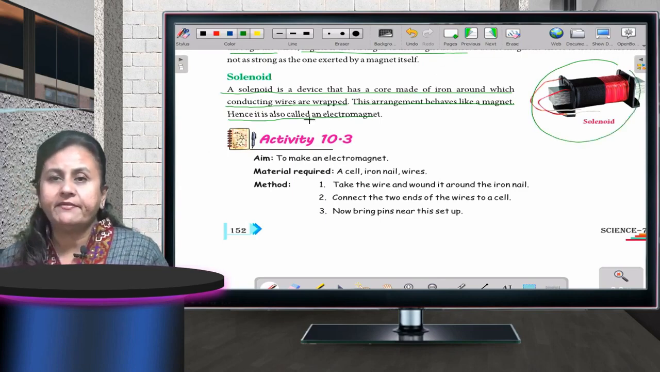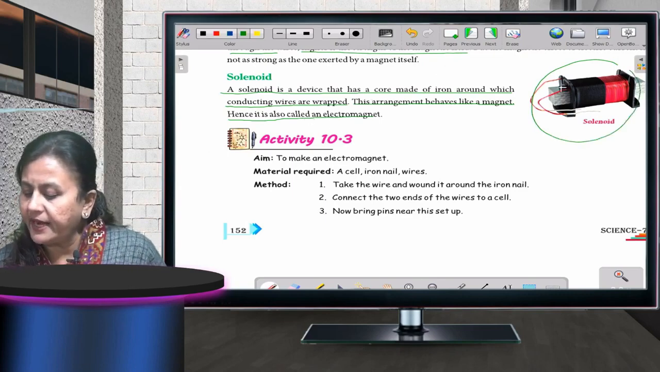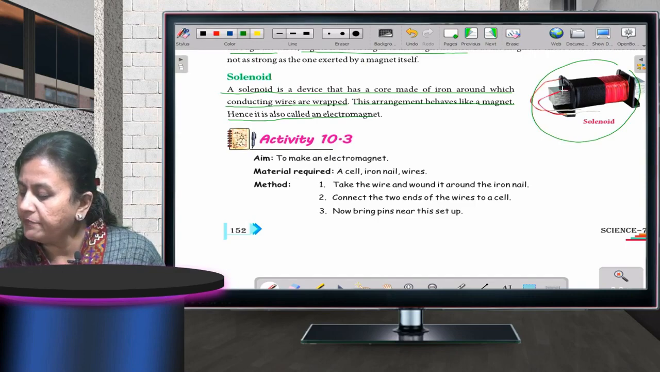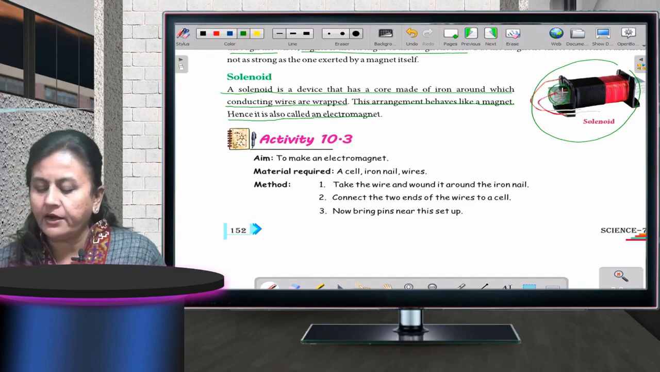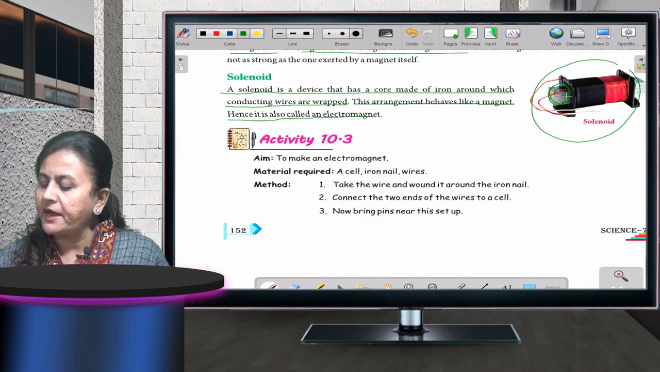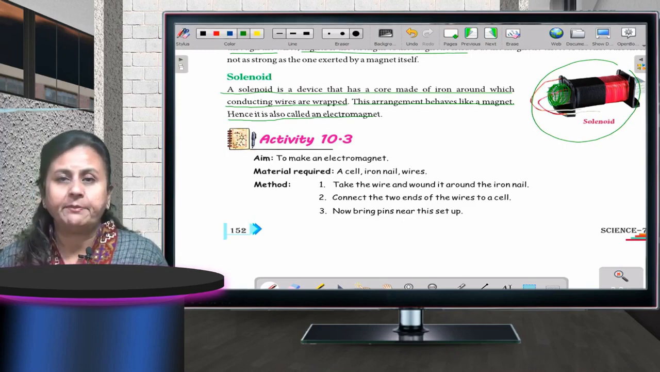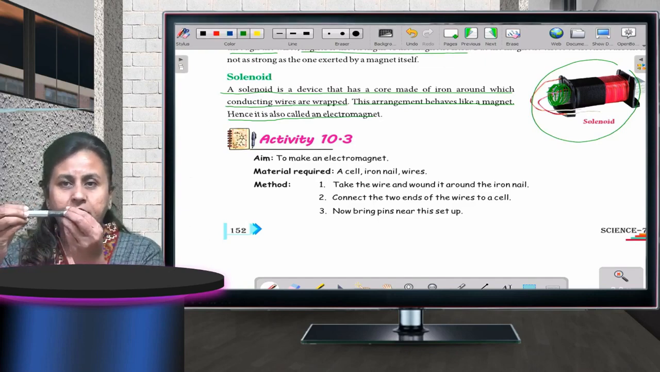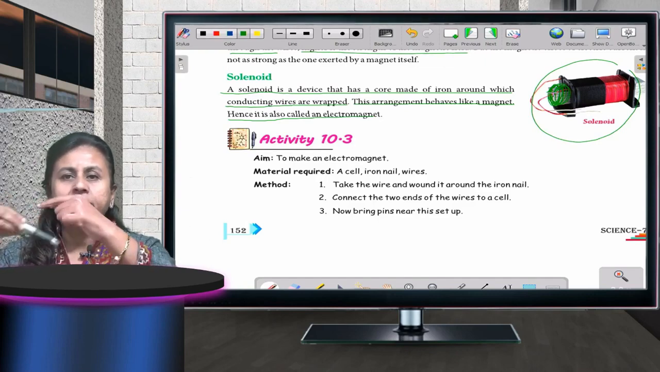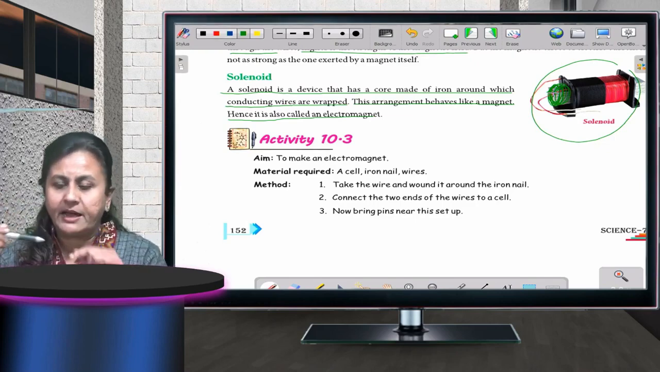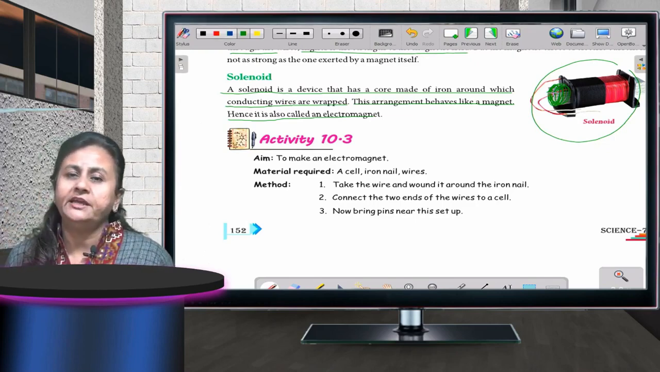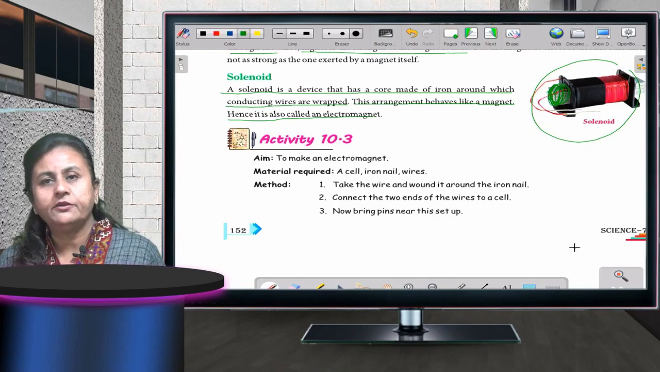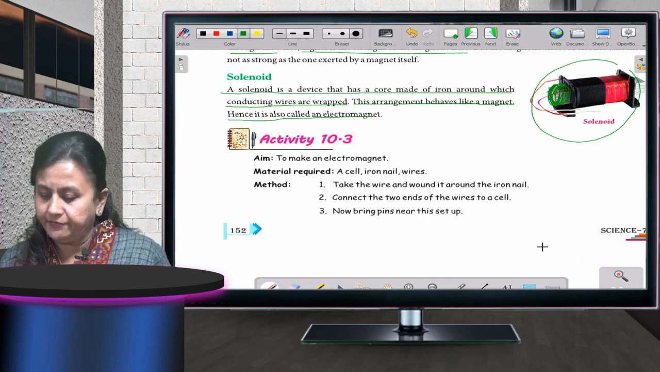It is a device that has a core, the inner part, made of iron, and around this magnetic part, copper wire is wrapped. This is a metal bar and around it all the copper wire is wrapped. Fine, children, and this arrangement behaves like a magnet, so it is also called an electromagnet. Fine. Now coming to the next one.